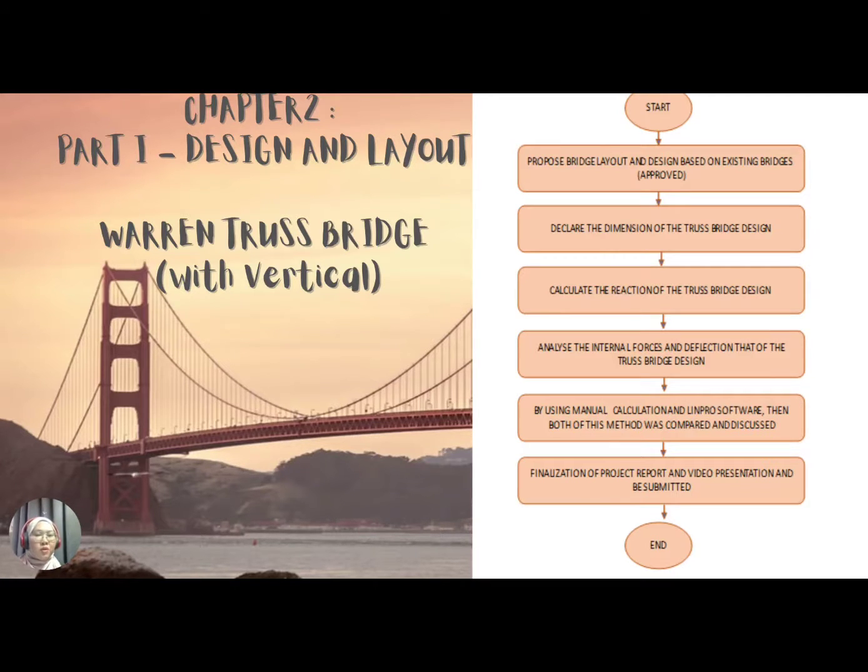We start by proposing the bridge layout and design based on existing bridges. After approval by our lecturer, we declare the dimensions and calculate all directions of the truss bridge. And then we analyze the internal forces and deflection that occur in the truss bridge. Next, we use manual calculation and Grabro software. Then both of these methods we compare and discuss.